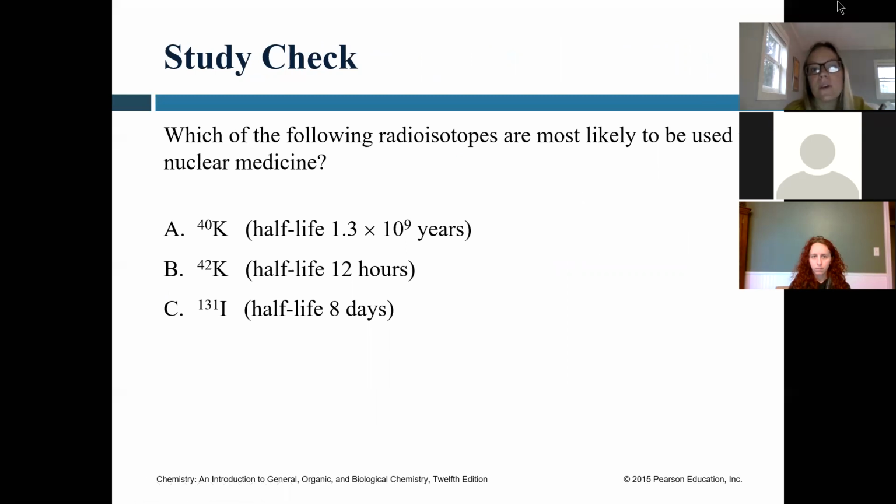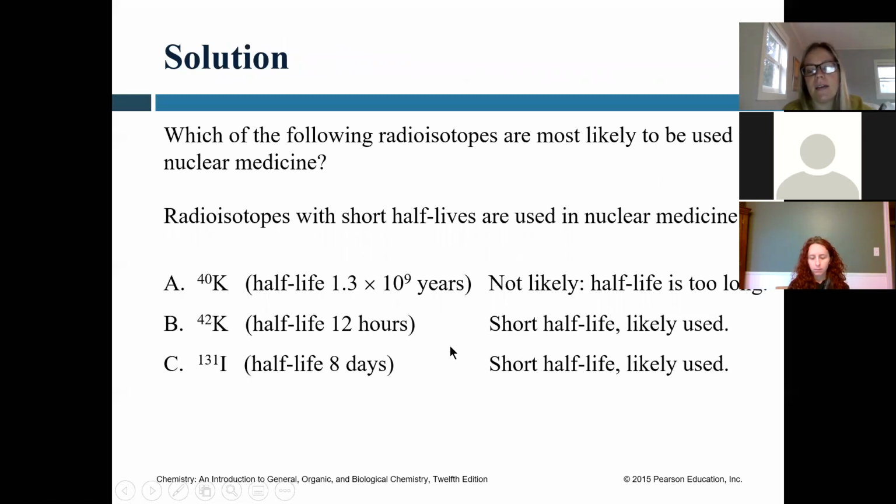Okay, which of the following radioisotopes is most likely to be used in nuclear medicine? I would say the bottom two are going to be much more useful. This top one has a half-life way too long. If they gave you potassium-40, there wouldn't even be enough decay by the end of your life, right? So they need something that's going to turn over much faster. Short half-lives we like.